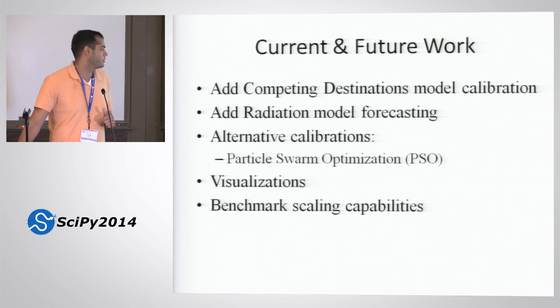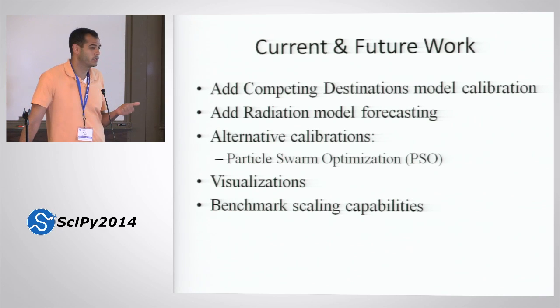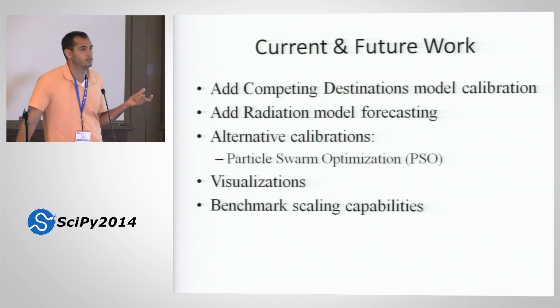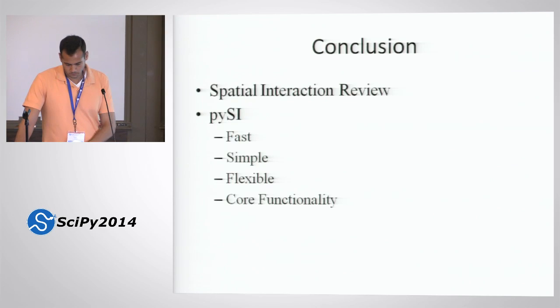And then to benchmark the scaling capabilities. The examples I showed take anywhere from half a second to about 15 seconds to calibrate. And I've run one model which used about 550 origins and destinations, and that took about 10 minutes to calibrate. So if you wanted to do an origin-specific model and run it 550 times, that's probably too slow. So see exactly how it scales up and then see if I could do anything to speed that up.